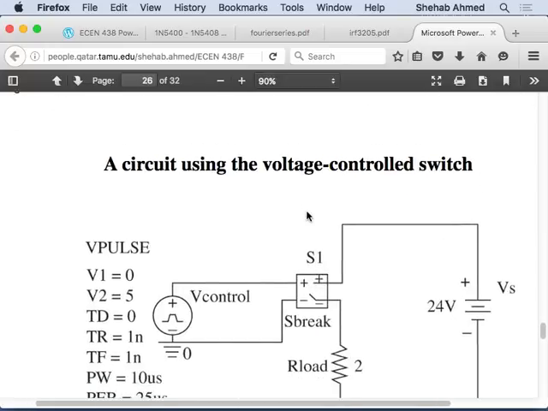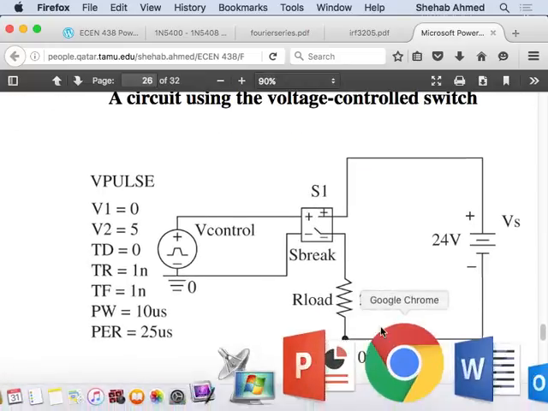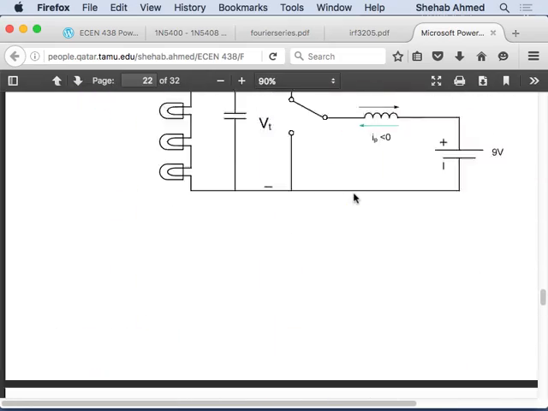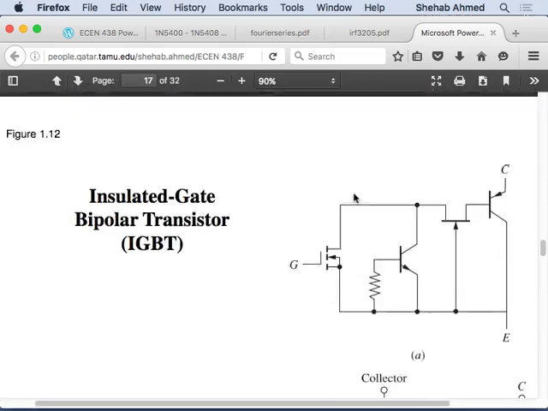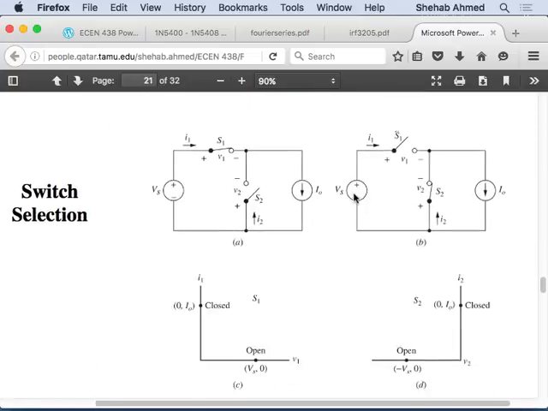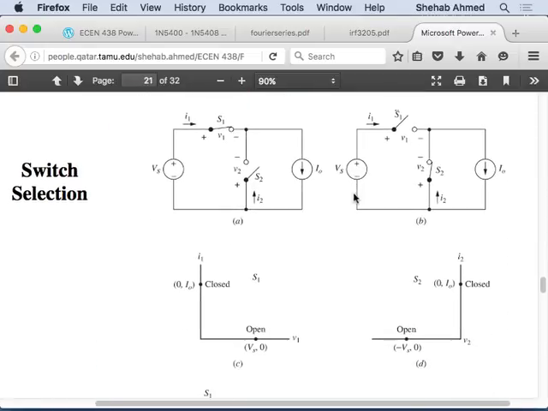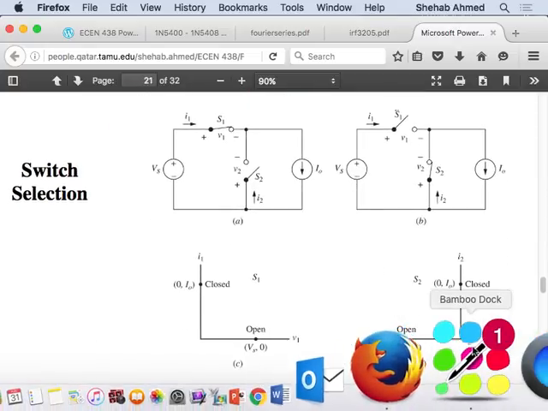I think there are some PSpice simulations you will do in the lab. It will basically be a repetition of the example that I did quickly here, but using PSpice and drawing some waveforms and stuff like that.